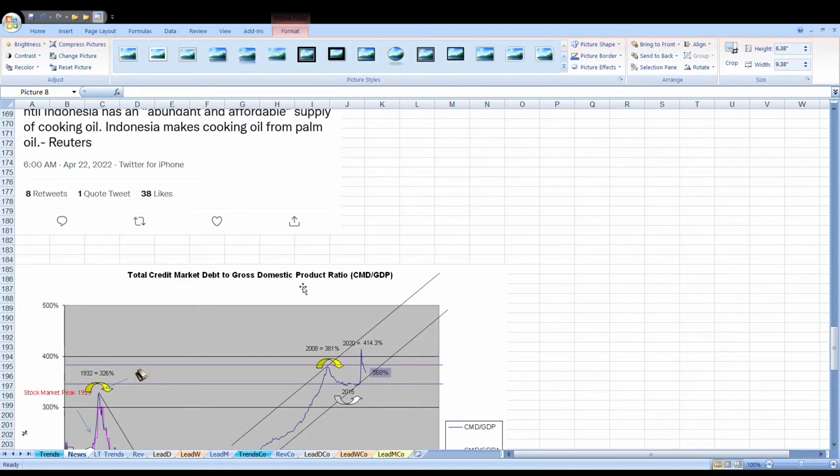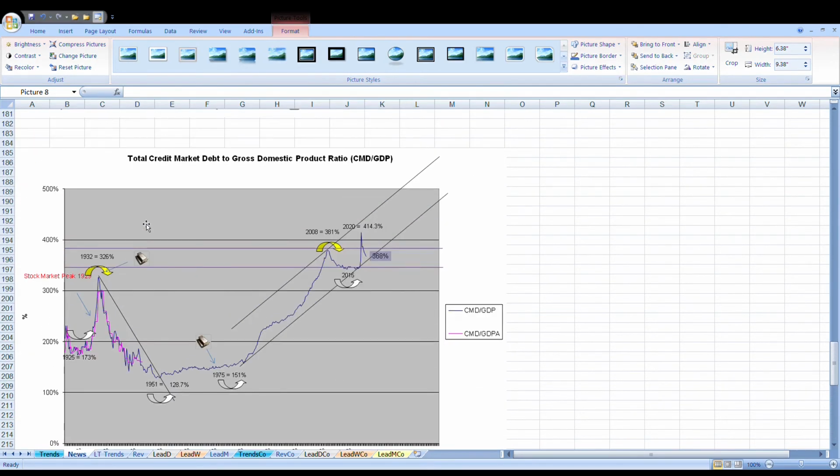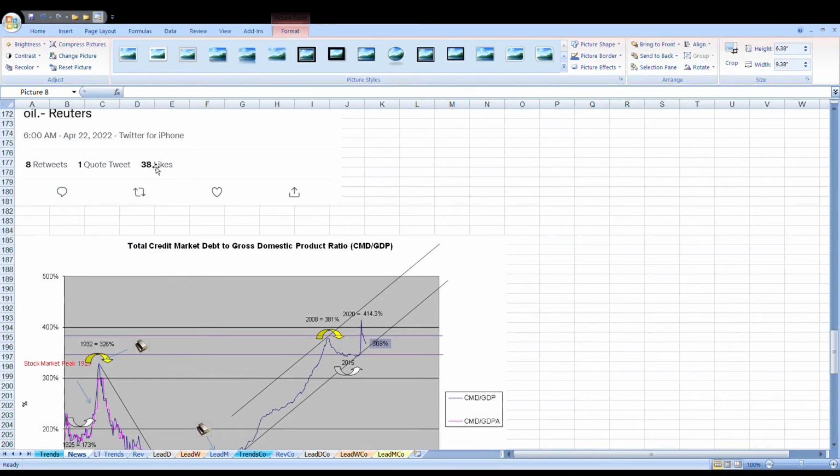This is total credit market debt. This is household domestic non-financial. This is total credit market debt, the one we saw here. This is the rest of the world. The fact is U.S. households are burdened with massive amounts of debt. They know this, so default is coming. This is a part of the crash and burn.